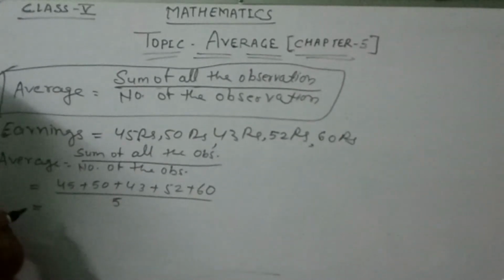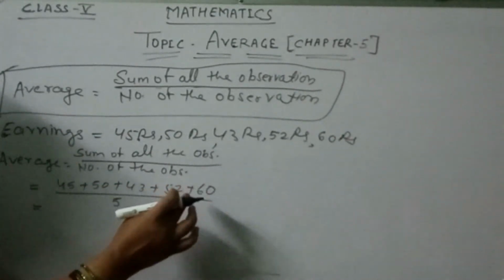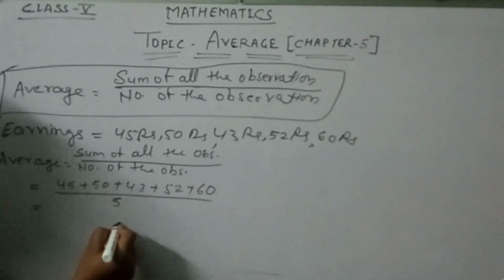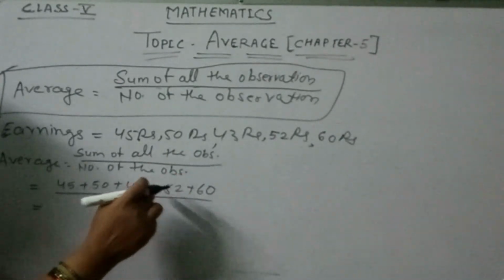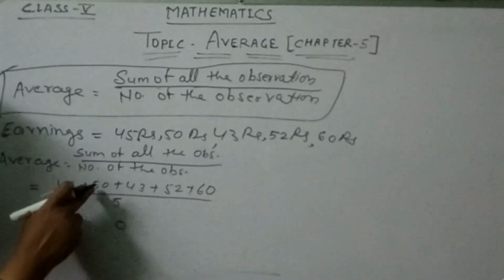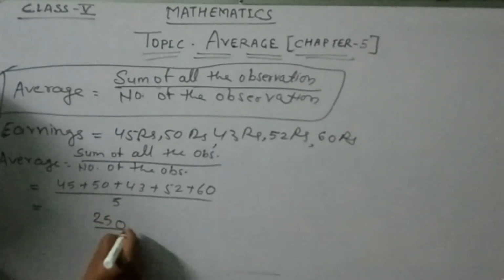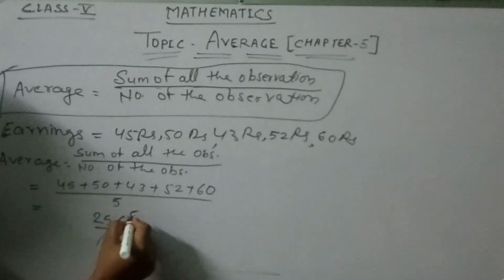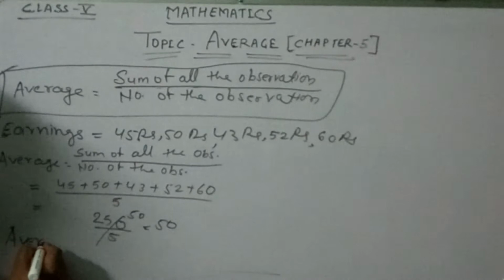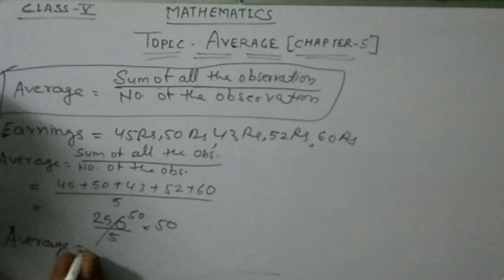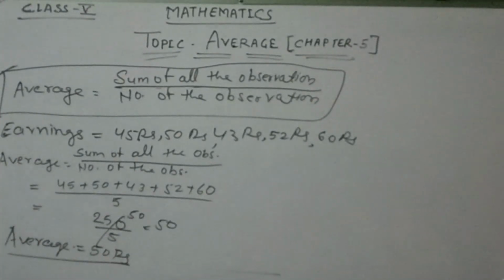Okay, now add these numbers together. 5 plus 3, 8, plus 2, 10, plus 0, 10. We write 0 and 1 is the carry. 1 plus 6, 7, plus 5, 12, plus 4, 16, plus 5, 21, plus 4, 25. And divide by 5. 5 fives are 25, remainder 0. What is the average? That means their average income is 50 rupees. It is very easy.